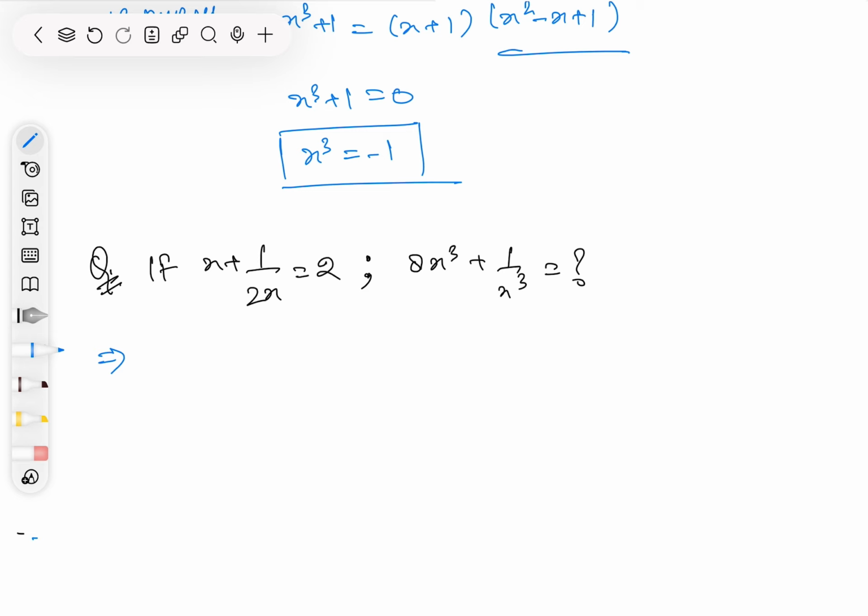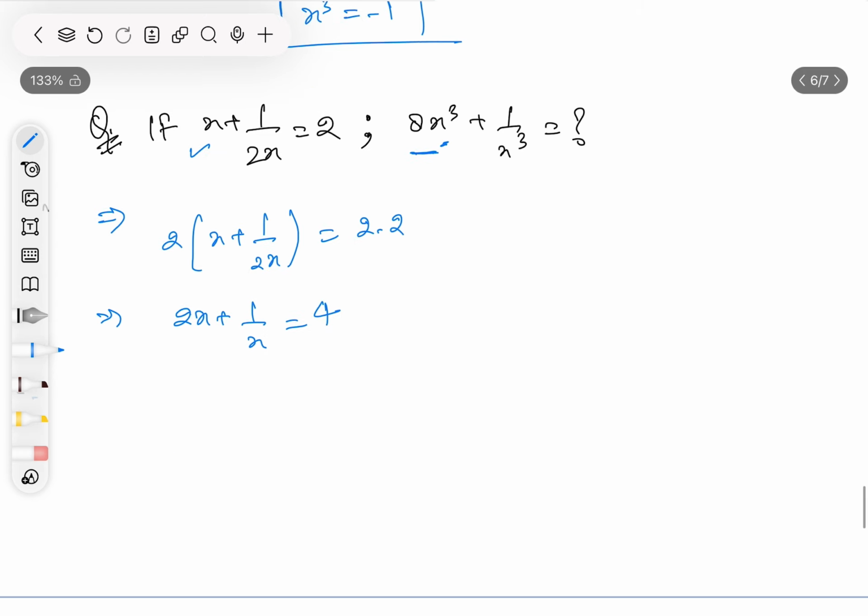Let's multiply on both the sides with 2, right? Because you see here it is 8x cube. So that means somehow I need to make this 2 because cube is there. So let's multiply 2 on both the sides, LHS and RHS. So this will be 2 times of x plus 1 by 2x equals to 2 multiplied by 2. So that is 2x plus 1 by x equals to 4.